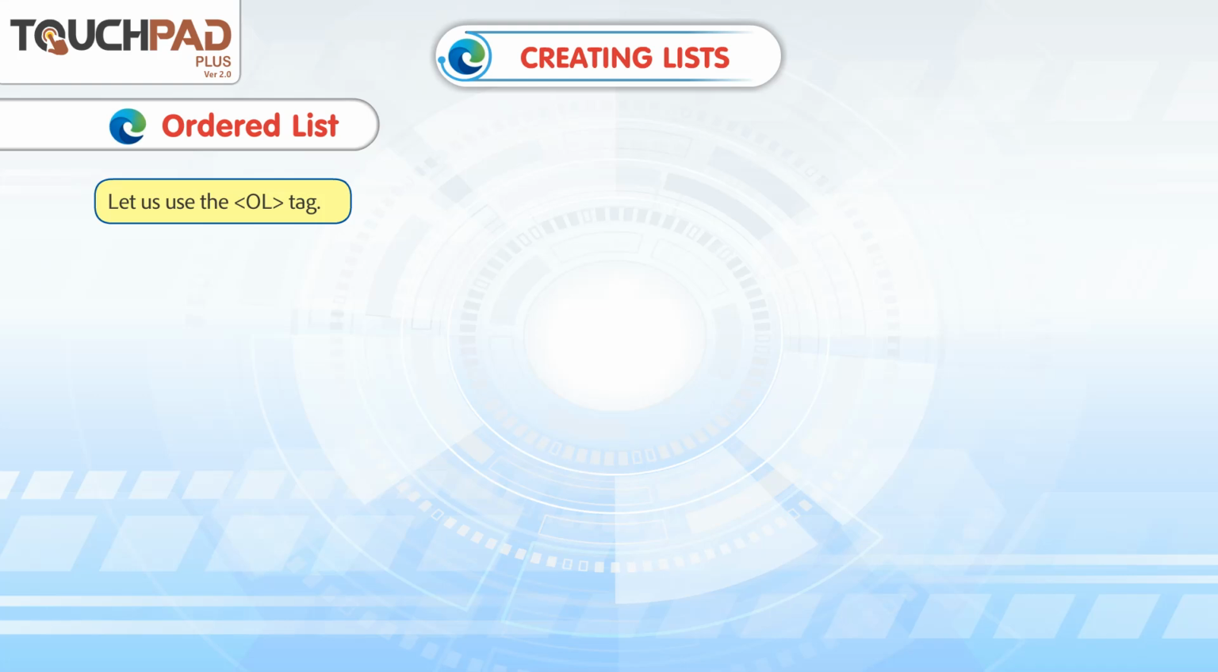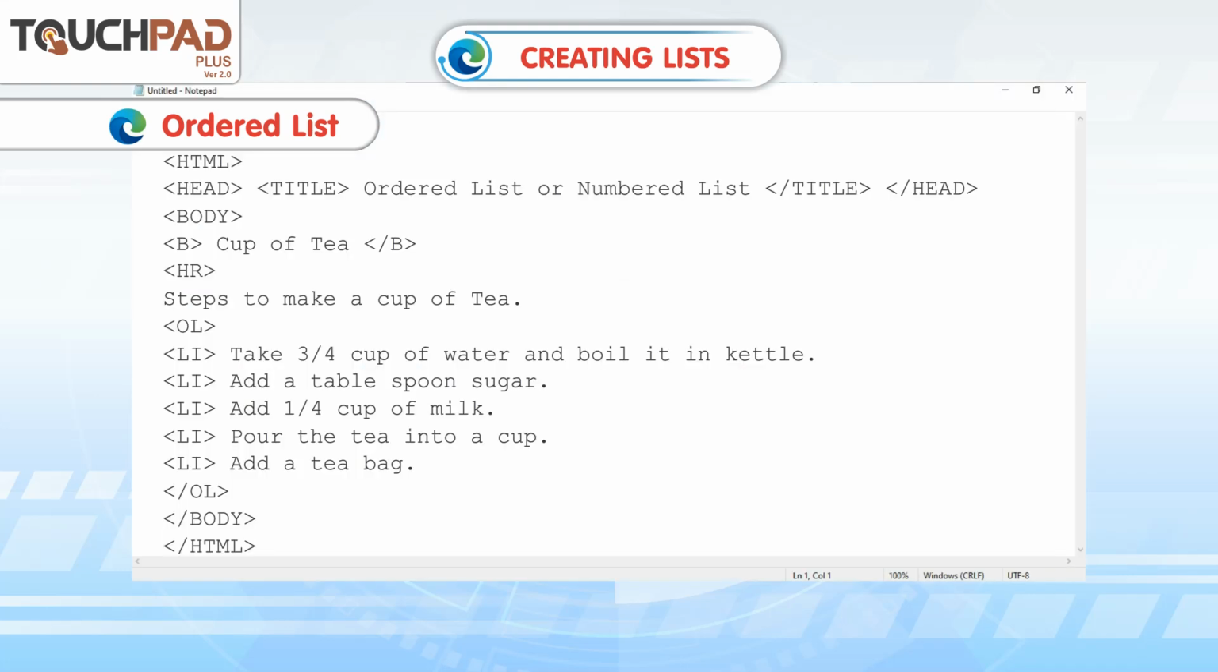Let us use the OL tag. Open HTML tag, open head tag, open title tag, ordered list or numbered list, close title tag, close head tag, open body tag, open B tag, cup of tea, close B tag, open HR tag, steps to make a cup of tea, open OL tag, open LI tag, take 3/4 cup of water and boil it in kettle. Open LI tag, add a tablespoon sugar.